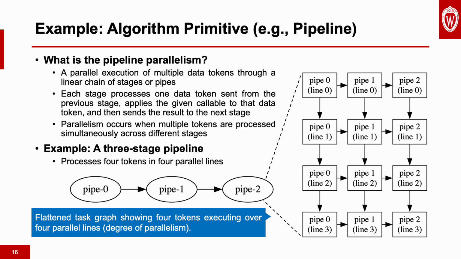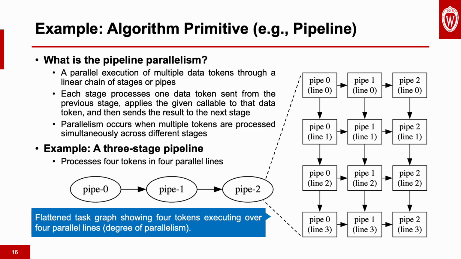You can create a task graph that implements a specific algorithm and expose it as a modular task. And I'm going to use the pipeline algorithm as an example. So, what is the pipeline parallelism? Pipeline parallelism refers to a parallel execution of multiple data tokens through a linear chain of stages or pipes.